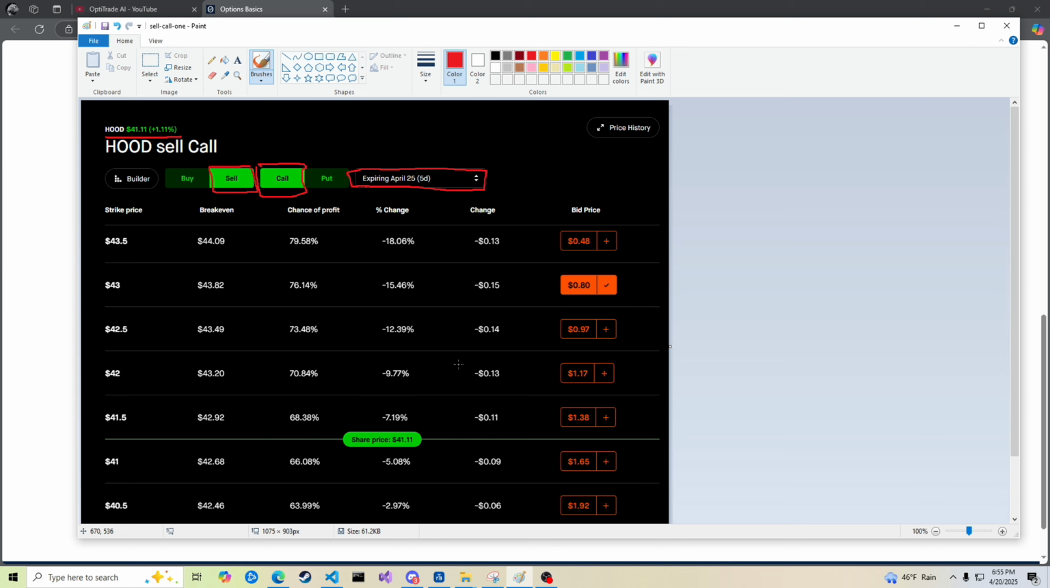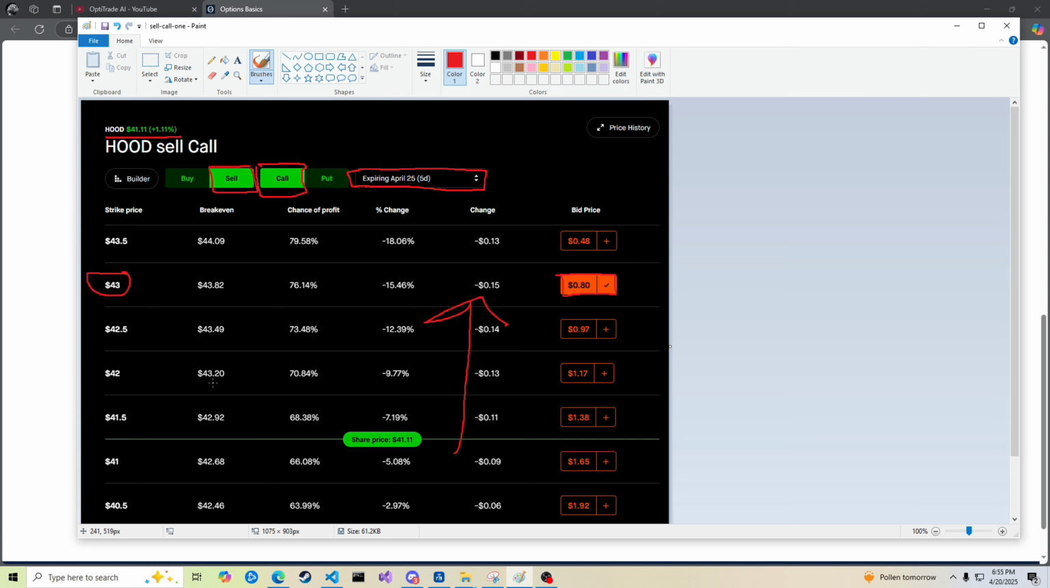And you can see here, when we're looking at our options chain, we are going to sell a call option that is out of the money, right? Because it is higher than the stock price when we're looking at call options. And so you can see here that if we were to sell this call option at $43, we would basically make $80 off of that trade.